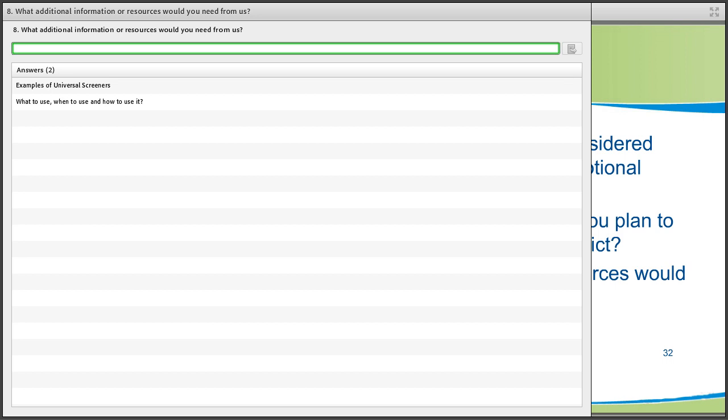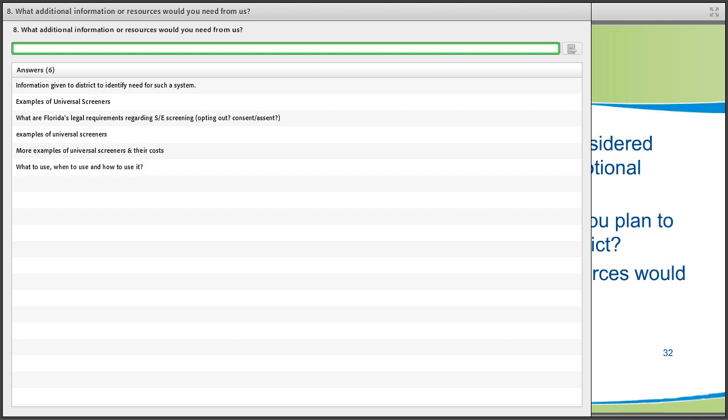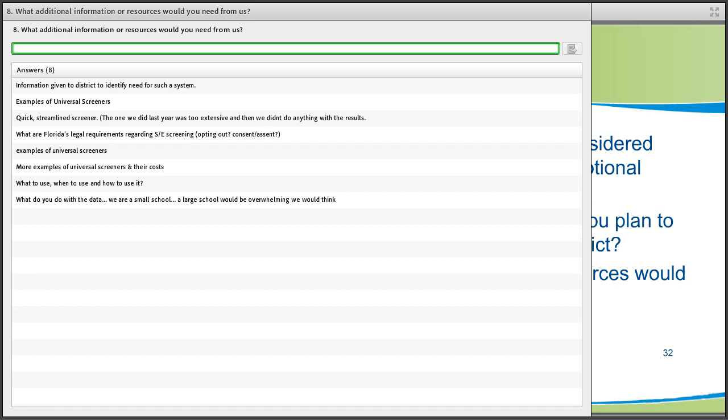I see examples of universal screeners, what to use, when to use, and how to use it. Great. Information given to districts to identify the need for such a system. Right, all the considerations that go into making decisions around obtaining parental consent and student assent. Examples, great. What to do with the data.